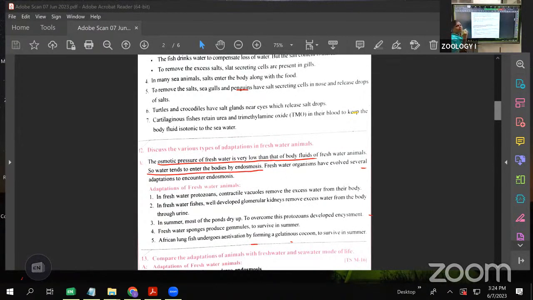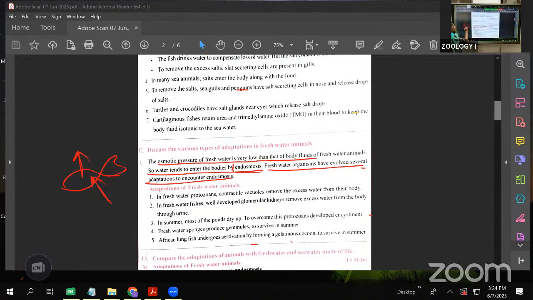Here, reversely, water enters the body from low concentration to high concentration, which we call endosmosis. Before, in exosmosis, they were always losing water. Here the outer water is coming inside, which we call endosmosis. Exosmosis means water goes out. Endosmosis means water enters the freshwater organisms. Clear? Freshwater organisms have evolved several adaptations to counter endosmosis.